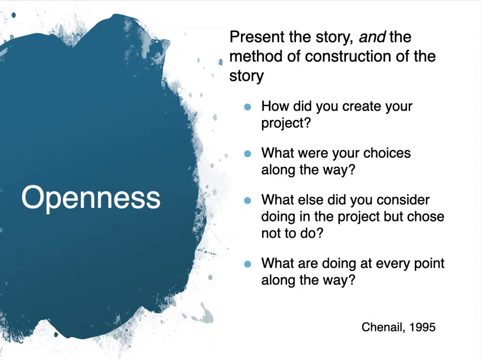So, things you can do is talk about how the project came to be, how we created the project, and what were the choices we made along the way. Why did we code certain things as the key codes? Why did we group them into themes? Again, this is why you're using quotes to illustrate what you're coming up with, because you're going back to the data and saying, here's where in the data I found this. And what did you do at every point along the way?